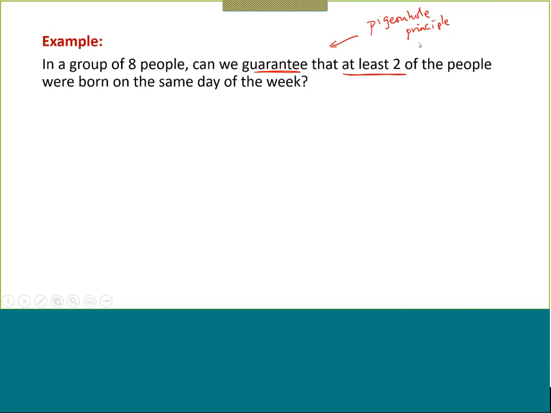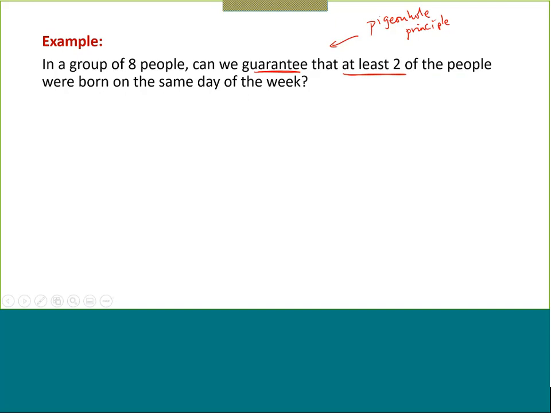Because the pigeonhole principle does not tell you the exact count. It doesn't tell you who shared, in this case, a birthday on the same day of the week. All it does is it guarantees existence. It says, yep, you have to have that two, we don't know which two, but at least two of your people were born on the same day of the week.